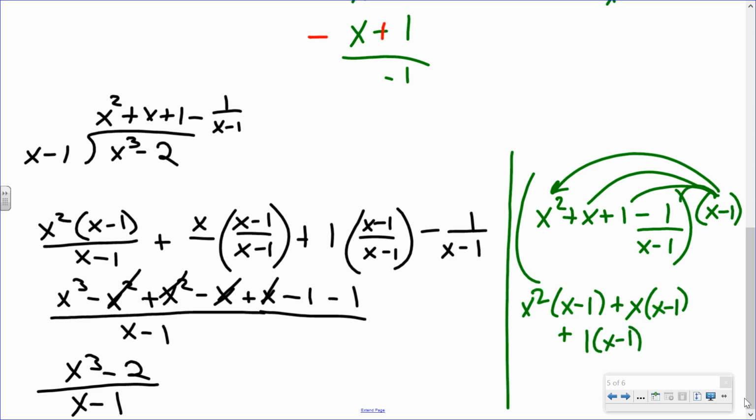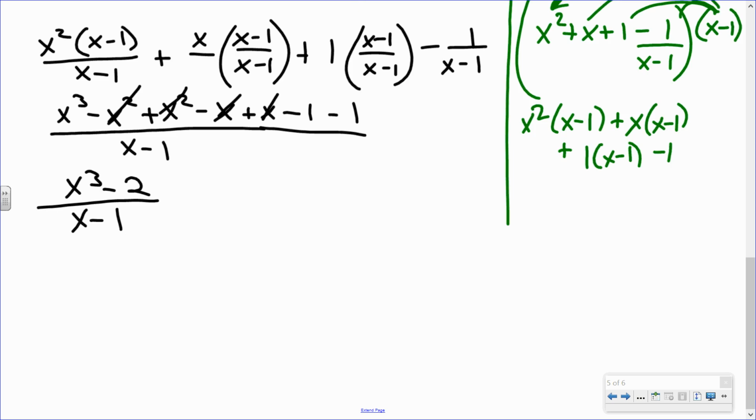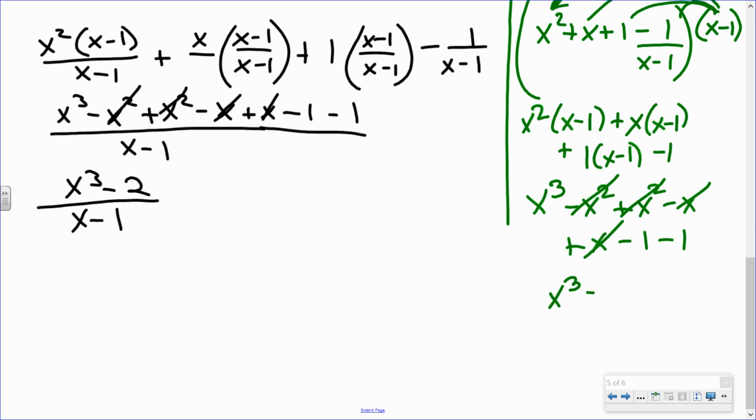And then for the final term, we'll cancel the denominator and we have another minus 1. And then a similar series, x cubed minus x squared plus x squared minus x plus x minus 1 minus 1. The x squares cancel, the x's cancel, and we have x cubed minus 2, which was our original dividend.